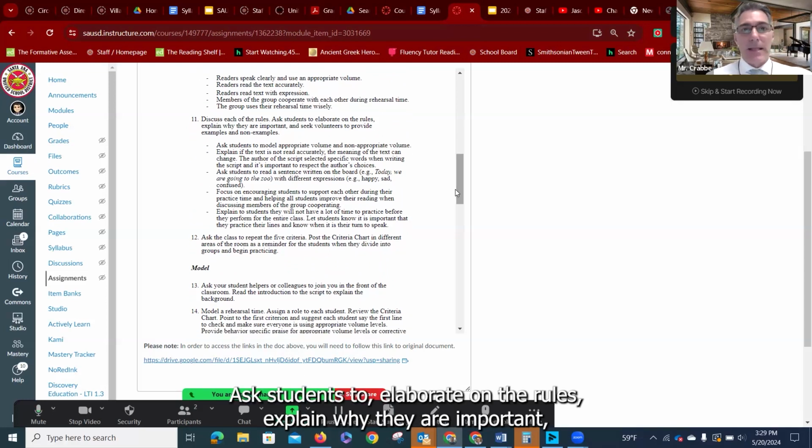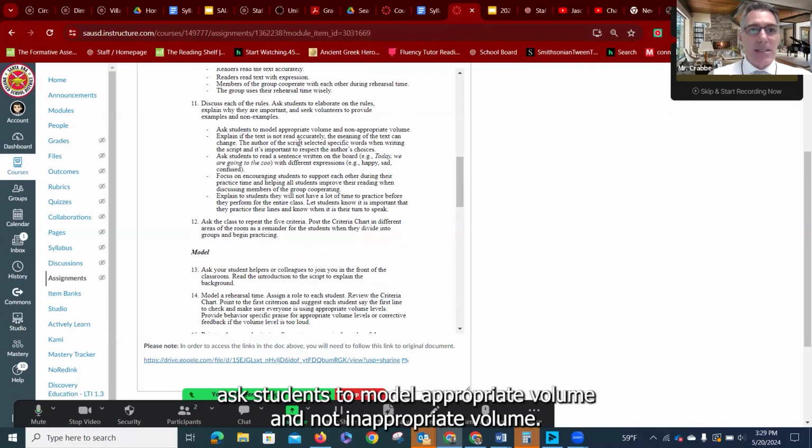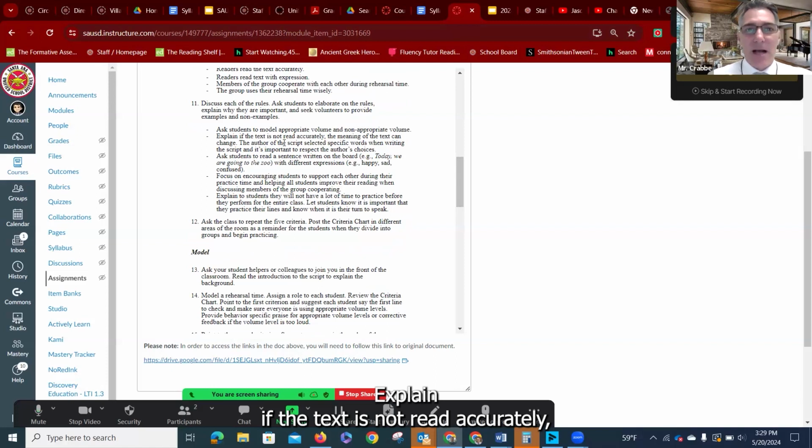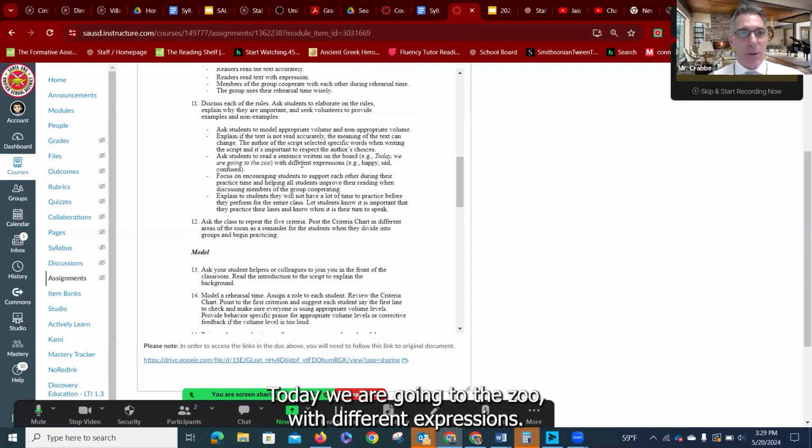Ask students to elaborate on the rules, explain why they are important, and seek volunteers to provide examples and non-examples. So here are some examples. Ask students to model appropriate volume and non-appropriate volume. Explain if the text is not read accurately, the meaning of the text can change. The author of the script selected specific words when writing the script, and it's important to respect the author's choices. Ask students to read a sentence written on the board, "Today we're going to the zoo," with different expressions: happy, sad, and confused.